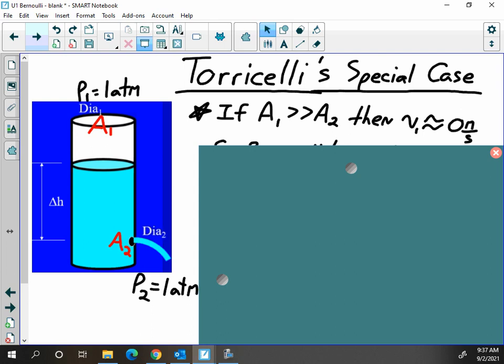Okay? So if A1 is drastically bigger than A2, imagine like a 2-liter bottle of fluid, right? And you take just a little pin and you poke just a tiny little hole at the bottom. Is it going to drain really quick?